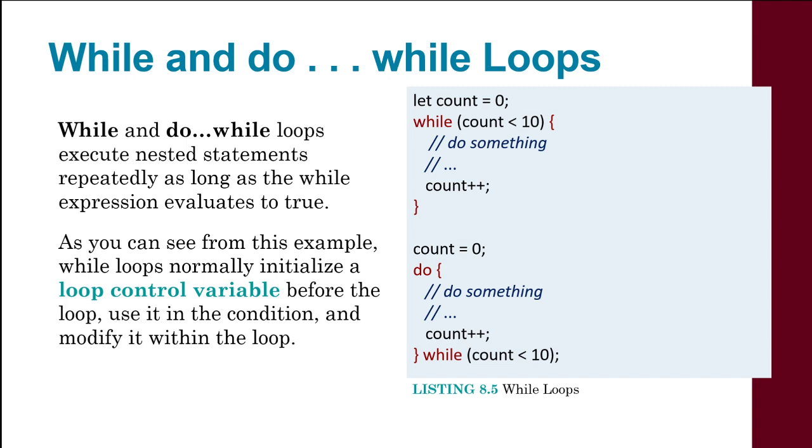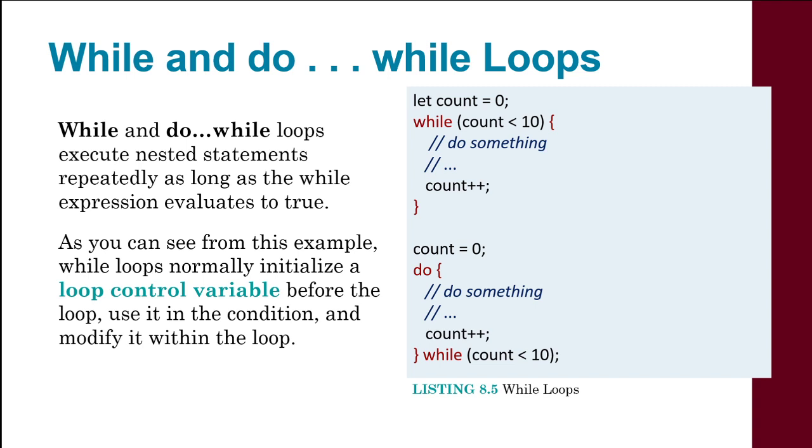Add 1 to it. So that first time around, it's going to say, okay, well, count is 0. 0 is less than 10. So we're going to do the thing, and then we're going to add to count. So now count is set to 1. It's going to run again until it gets up to 9, because 10 is not less than 10. 10 is equal to 10. And then it's going to stop.